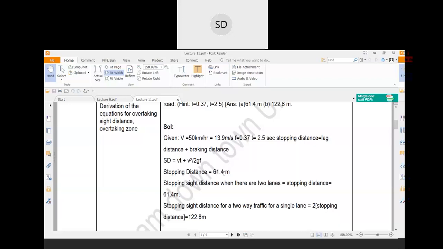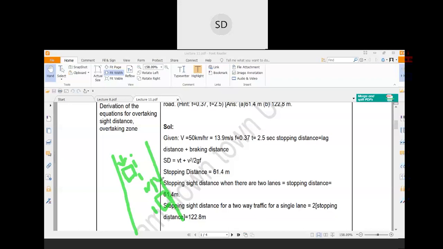Now for two-way traffic in a single lane road, it would be double of that stopping sight distance. How would it be double? Because see, if it is a two-lane road, in that case two vehicles can be accommodated side by side. Suppose this vehicle is going in this direction and another vehicle is coming from the opposite direction. In that case, there is enough space through which they can cross each other.